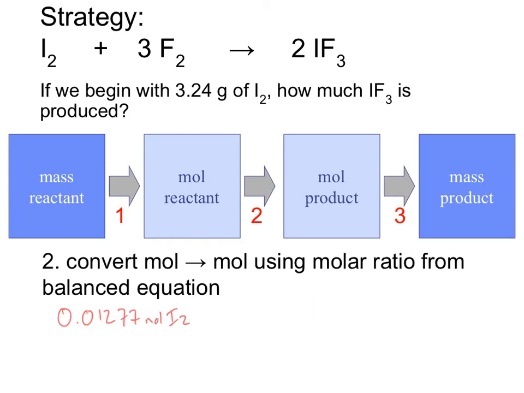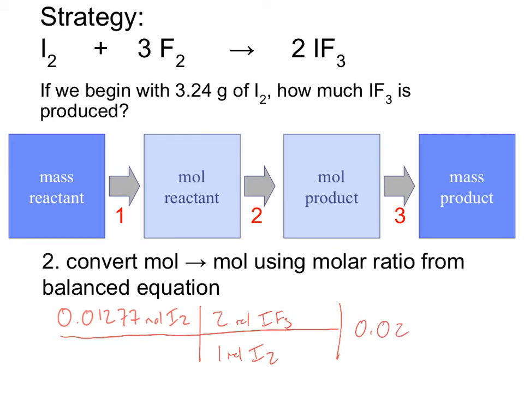So we then move on to step 2, where we're now going to take our moles of iodine and use our molar ratio to convert over to moles of IF3. So we see that for every 1 mole of I2 that I started with, I produce 2 moles of IF3. And so I'm going to produce 0.02554 moles of IF3.